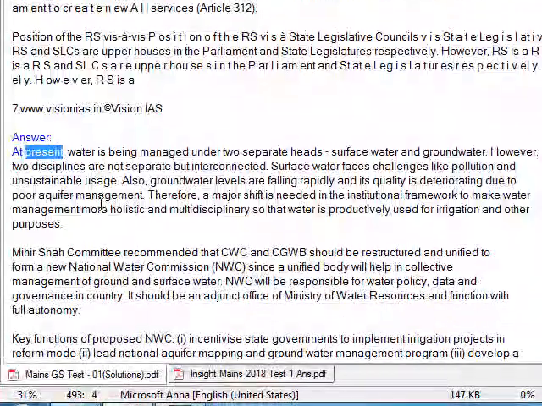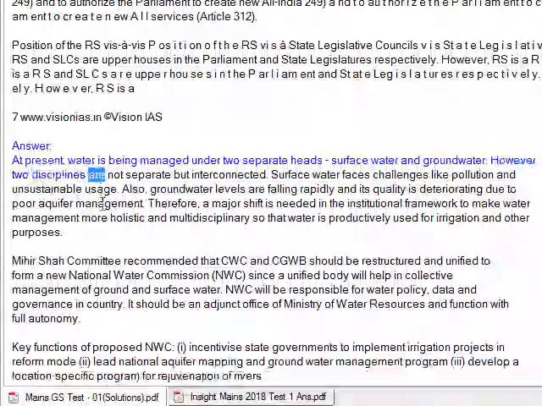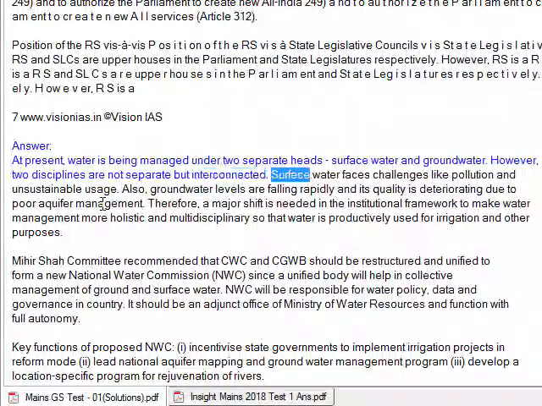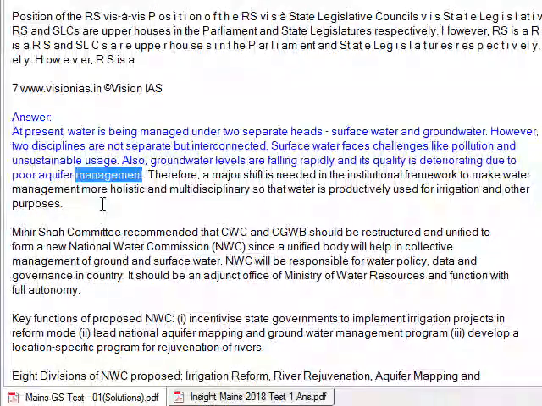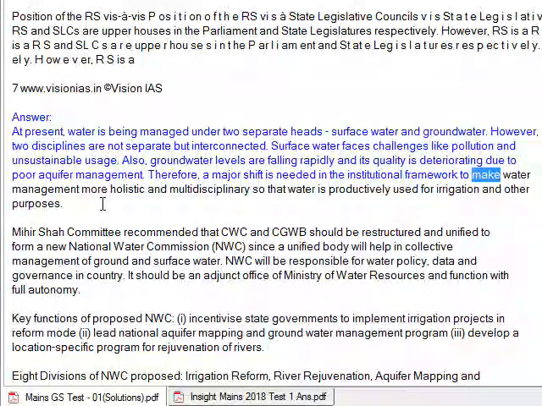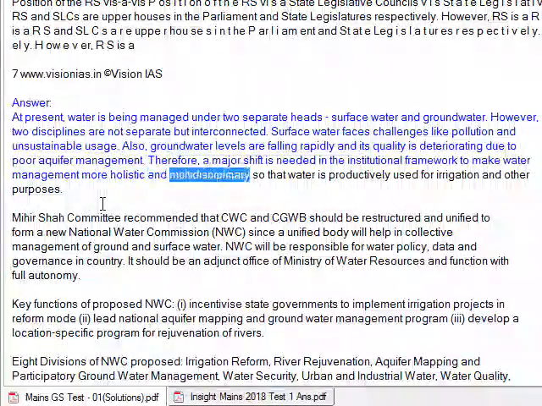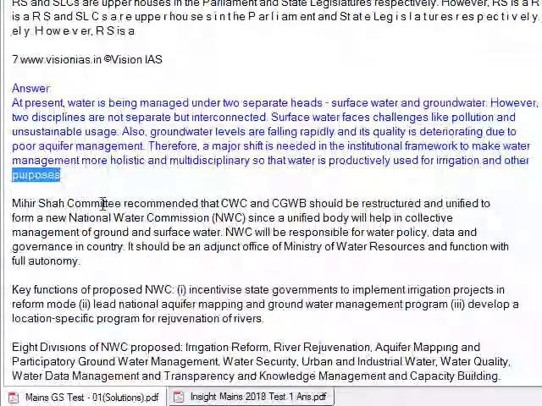Answer. At present, water is being managed under 2 separate heads: surface water and groundwater. However, the 2 disciplines are not separate but interconnected. Surface water faces challenges like pollution and unsustainable usage. Also, groundwater levels are falling rapidly and its quality is deteriorating due to poor aquifer management. Therefore, a major shift is needed in the institutional framework to make water management more holistic and multidisciplinary so that water is productively used for irrigation and other purposes.